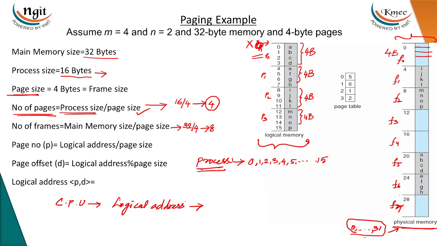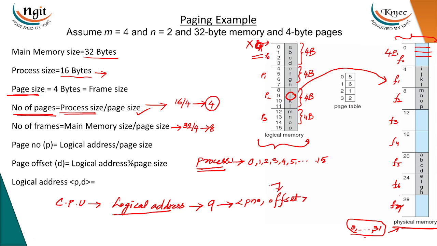Suppose the CPU requires the 9th byte. Where is it stored in main memory? That we need to find out. So the CPU generates the logical address. Out of 0 to 15, the logical address generated is 9, the byte number. Now we need to convert this 9 into a page number and an offset.